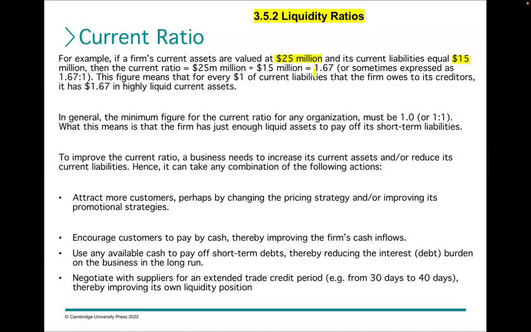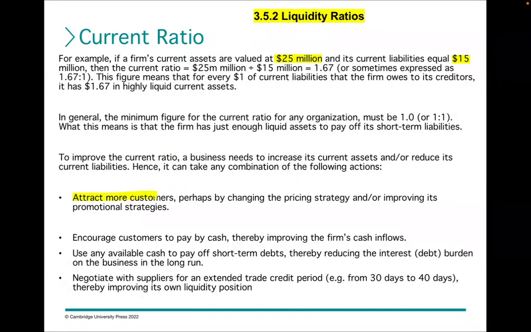In general, the minimum figure for the current ratio for any organization should be at least 1 to 1. Because obviously, if you've got less than one, then someone's not going to get paid, and that's going to be the people that you owe money to. Keep the terminology debtors for people who owe you money for now. So, to improve the current ratio, what do you need to do? It can take a combination of any of the following actions. You can see these are quite repetitive.